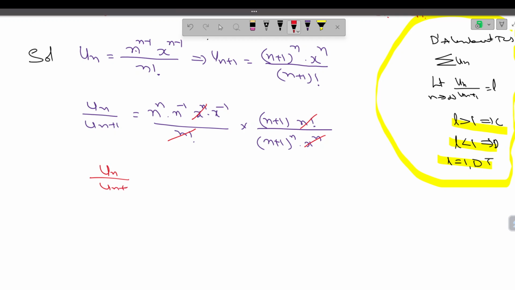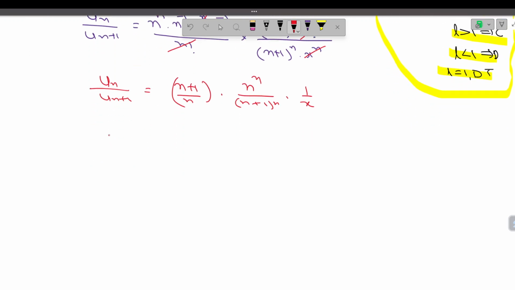We are left with un by un+1 equal to n plus 1 by n, this part, this 1 by n, and this will be n to the power of n by n plus 1 whole to the power of n into 1 by x.